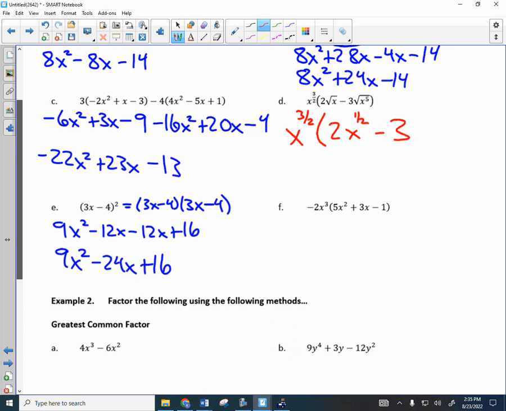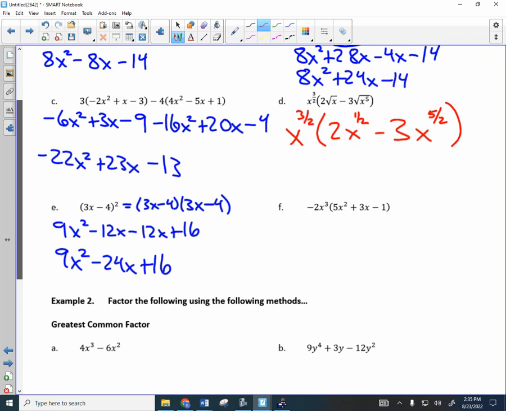Minus 3 times x to what power? The square root of x to the 5th is x to what power? 5 halves. Remember, for a square root we don't write the 2 there, but it's assumed. If it was a cubed root, then it would be over 3, so on and so forth. Okay? So that's what we have.